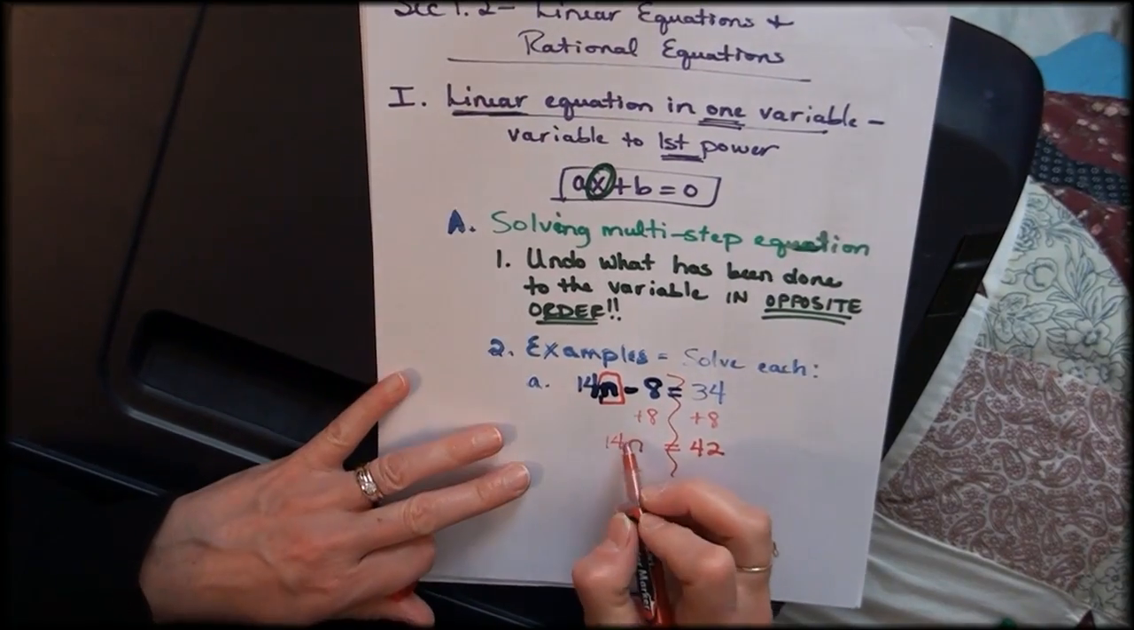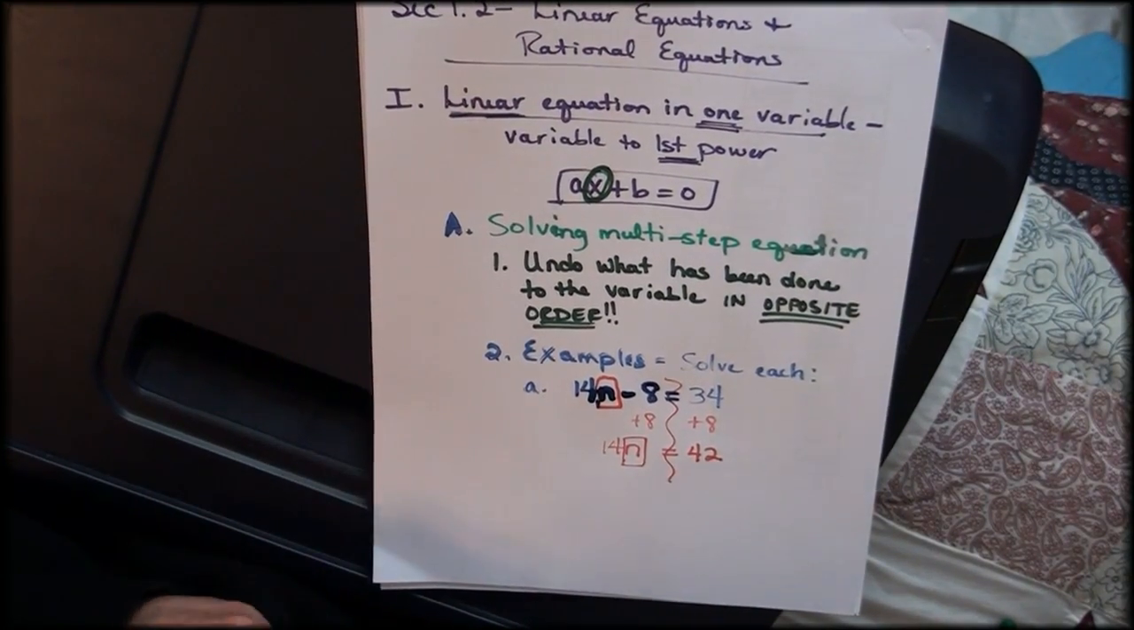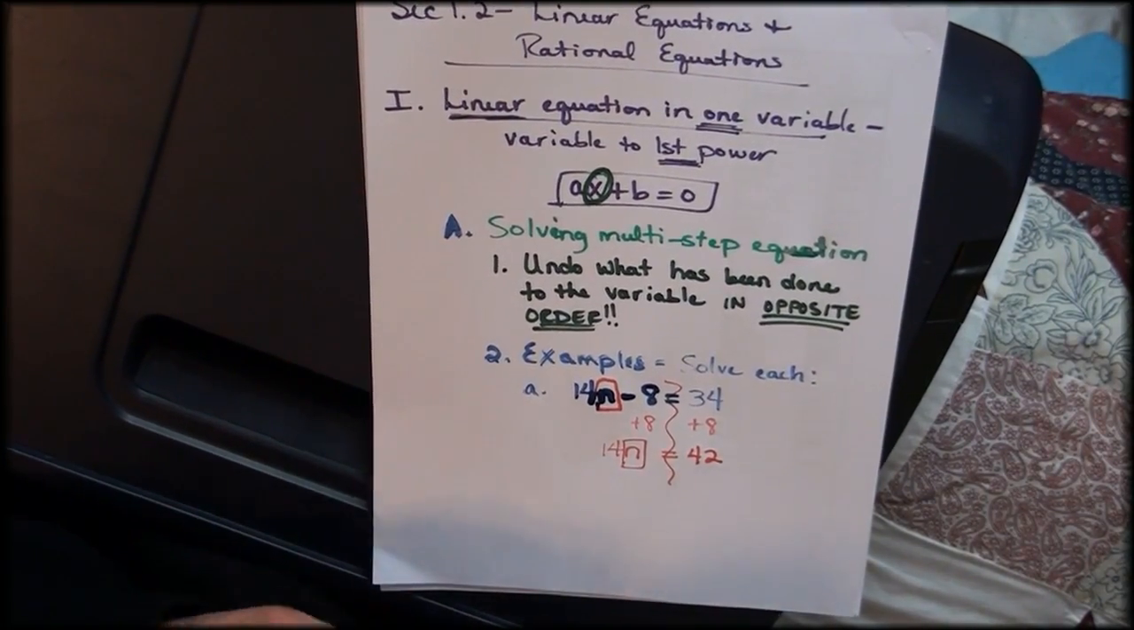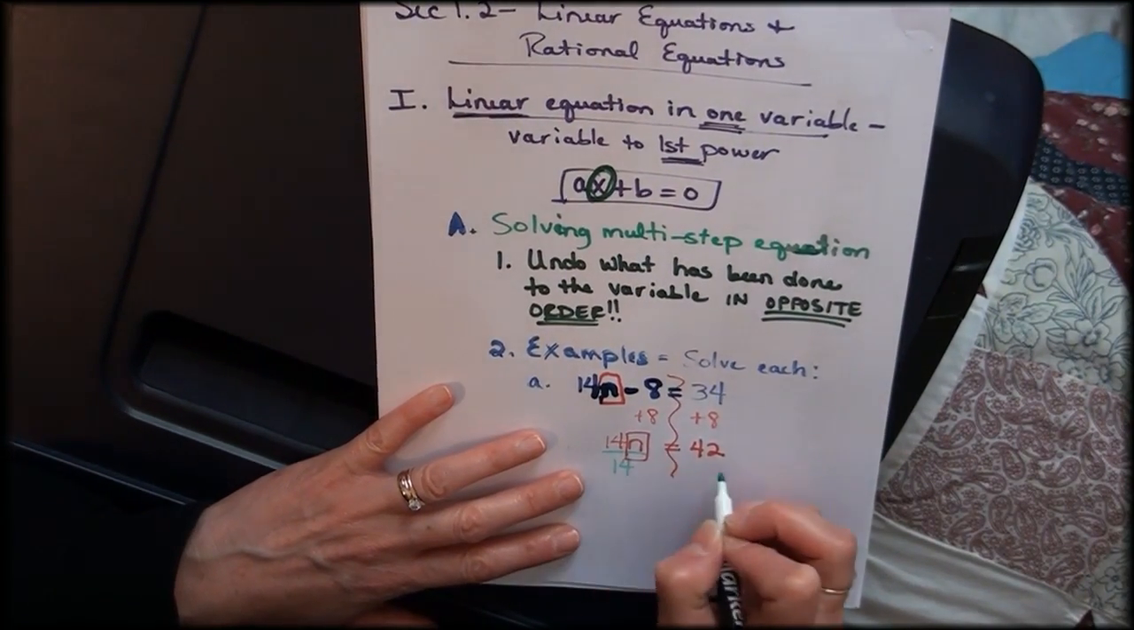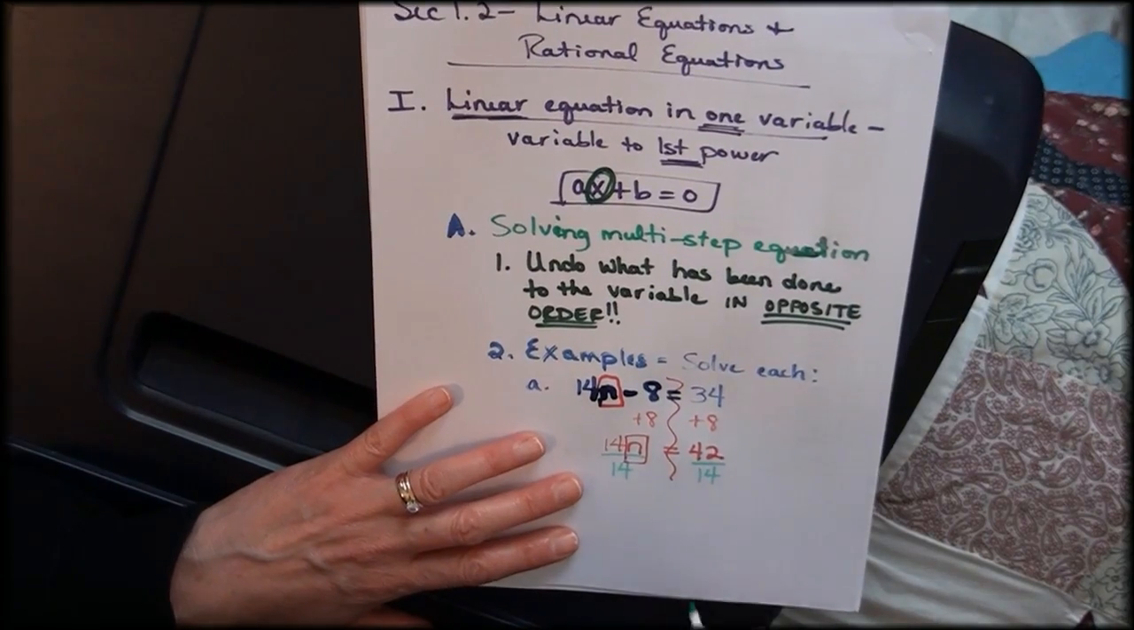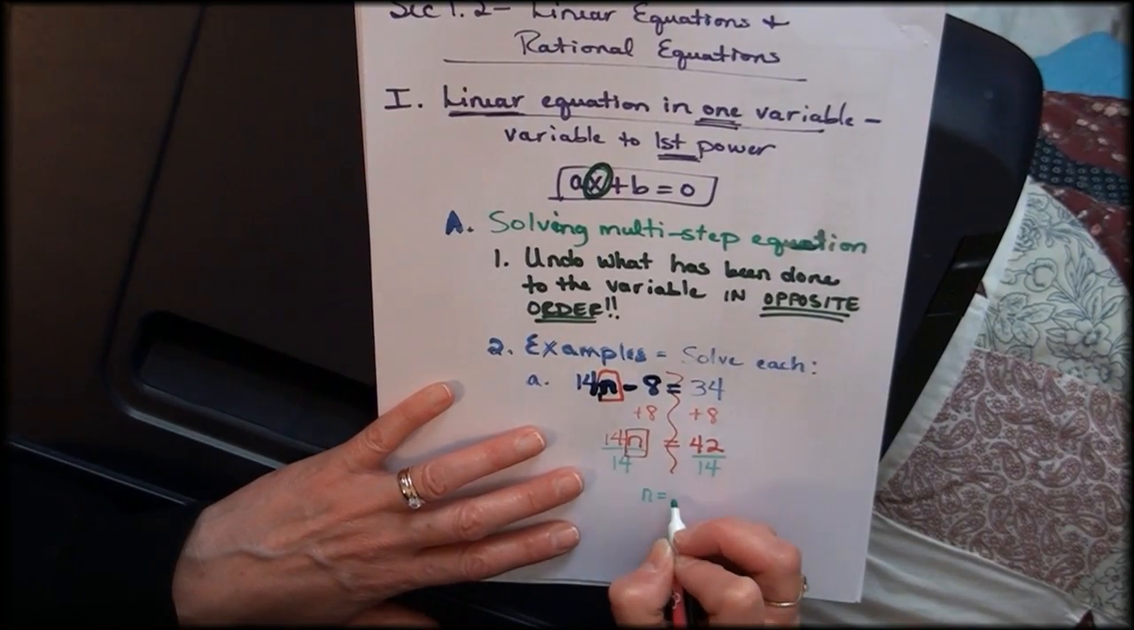Now, once again, this n is what I want to get by itself. So I ask myself, okay, what do I have to do to that to get the n by itself? Very simple. I just need to divide by 14. And then when I take 42 and divide it by 14, I get a 3.